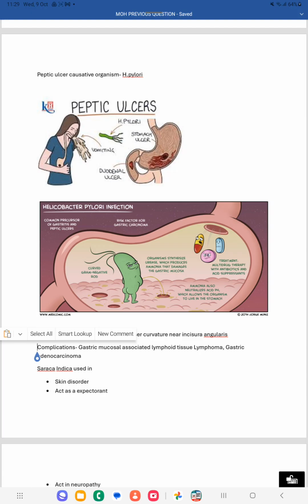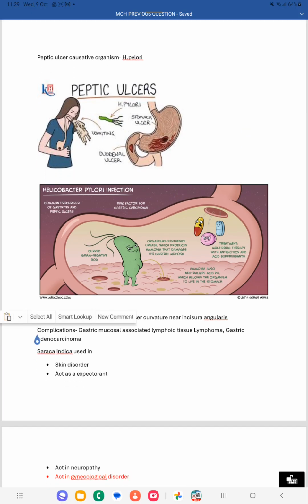Peptic ulcer is a combination of duodenal ulcer and gastric ulcer. These two together are called peptic ulcer. So the most common reason is H. pylori. H. pylori enters the body through contaminated food and contaminated water.